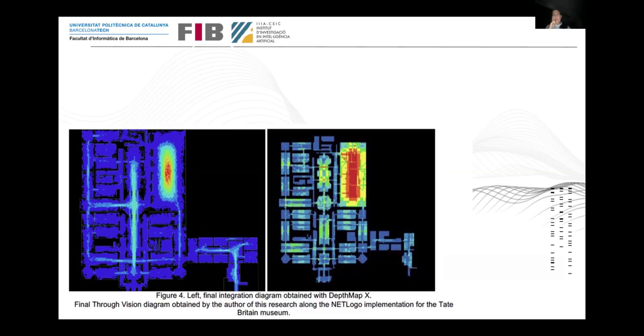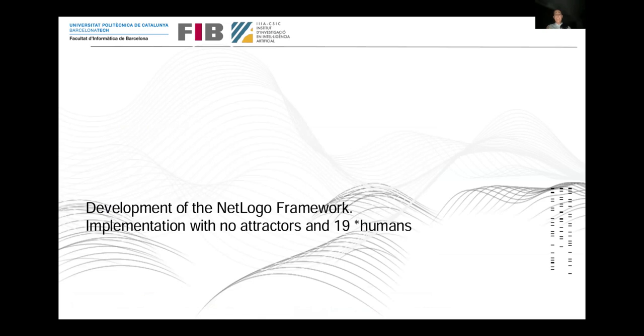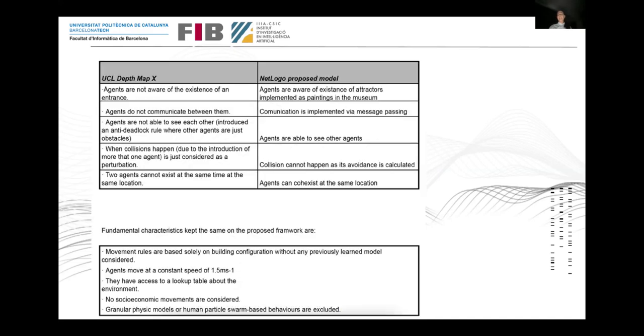The integration diagram on the left is the one that we obtained with DepthMap 10, and the integration diagram on the right is the one that was obtained with the NetLogo platform once this through-vision calculation was implemented. So having finished this first phase of being able to develop the two through-vision diagrams with the two platforms, we jumped into the creation of the graphical user interface and the proper framework in NetLogo, and the validation methodology for the calculations with 19 agents mimicking the behavior.